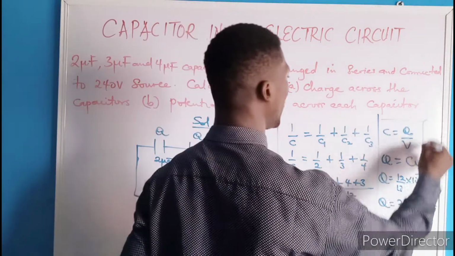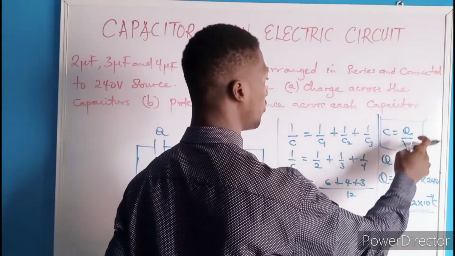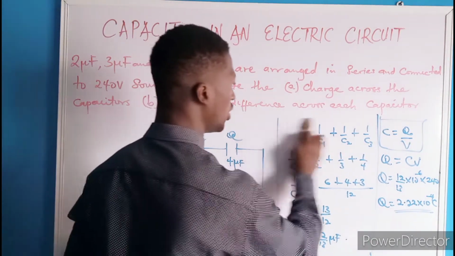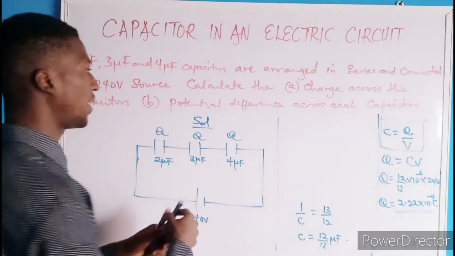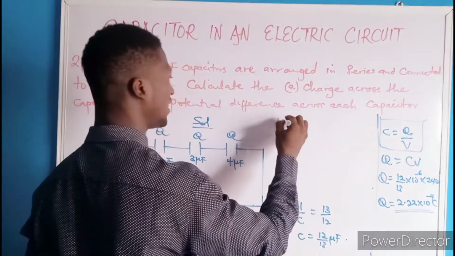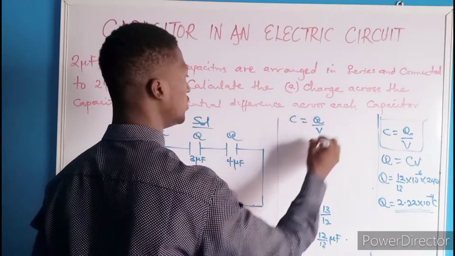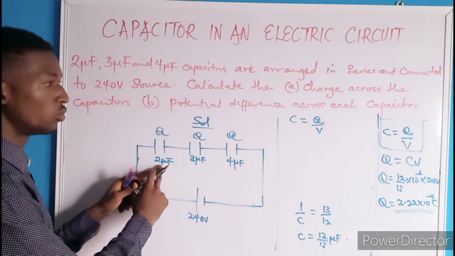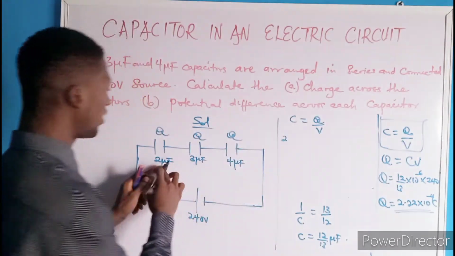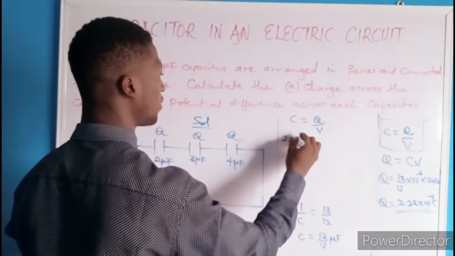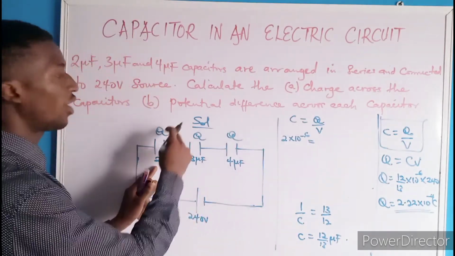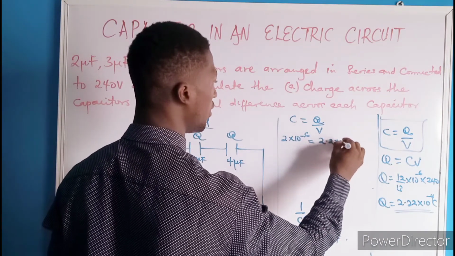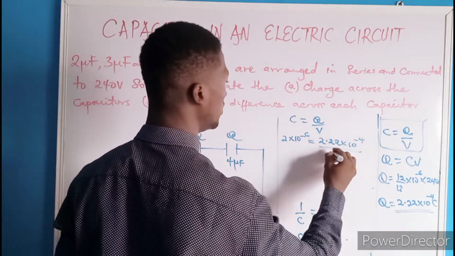So we can still use this expression that C is equal to charge over voltage. In order to get the potential difference across each capacitor, we still use this expression that C is equal to charge over the potential difference. The capacitance of the first capacitor is 2, and don't forget it's in microfarad, that is 2 times 10 to the power minus 6 is equal to the charge, which is the same for everything, 2.22 times 10 to the power minus 4 over the voltage.